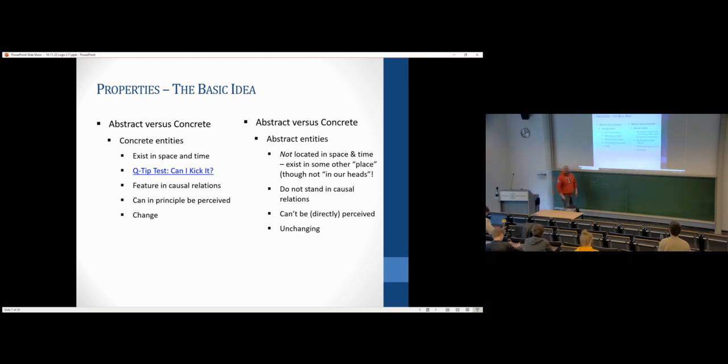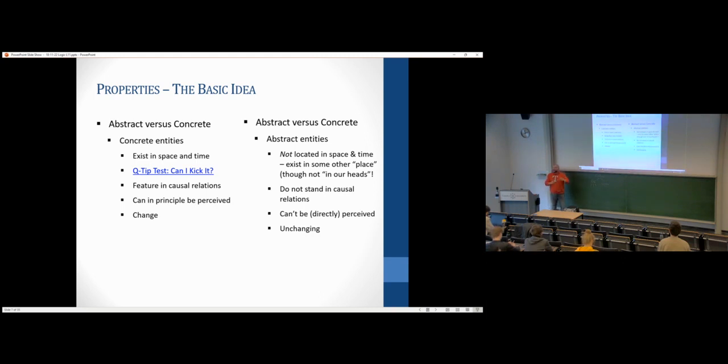They can feature in, or they must feature in, depending on your views, causal relationships. Either they cause things or they are caused. They can in principle be perceived. Note the importance of "in principle", because there might be issues about how far away they are, or how small or how big they are. Right? But there's some kind of perception that might be related to them. And notably, they're mutable. They can change. Not all of them, necessarily, but at least in principle they can.